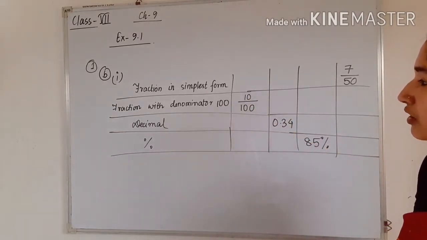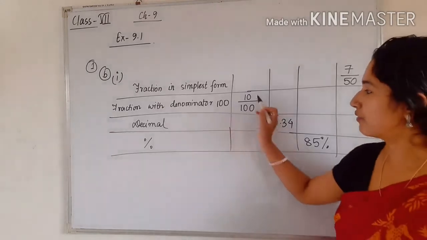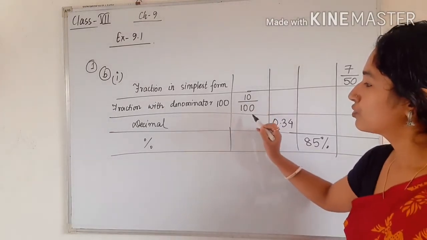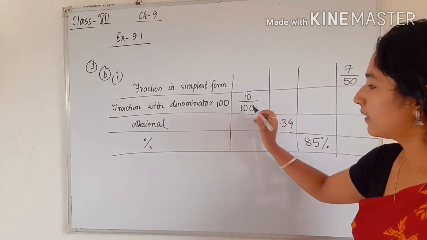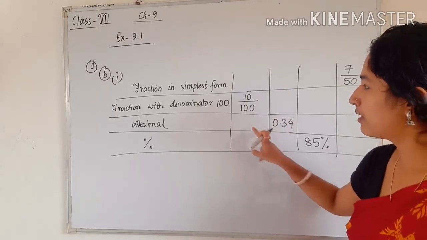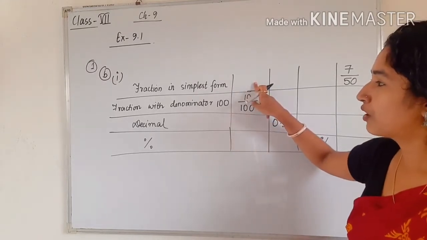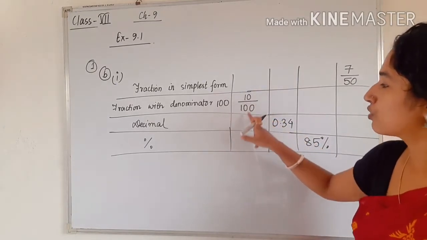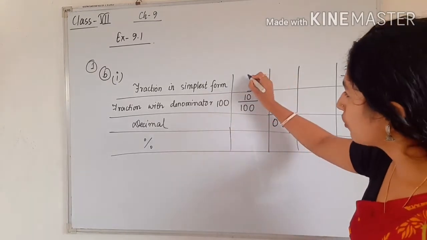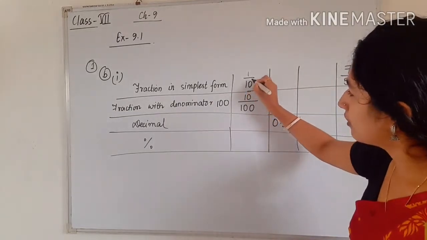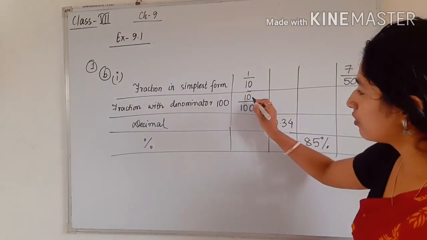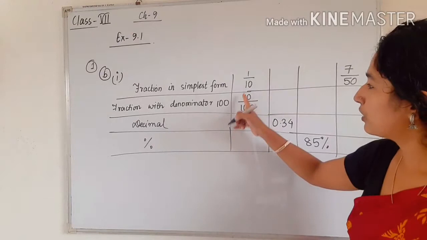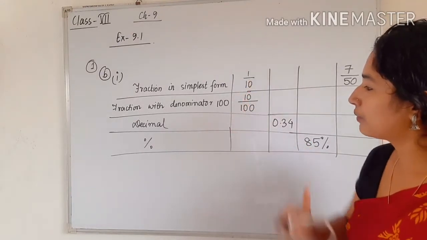So see, the fraction with denominator 100 is given as 10 by 100. Now we can easily write it in terms of decimal, percentage, and simplest form. In simplest form, what do we have to do? We have to cancel it. After cancellation we will get 1 by 10. The 0 will be cancelled out, only one 0, so in the numerator we will get 1 and the denominator will be 10.